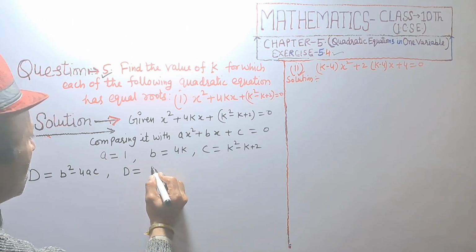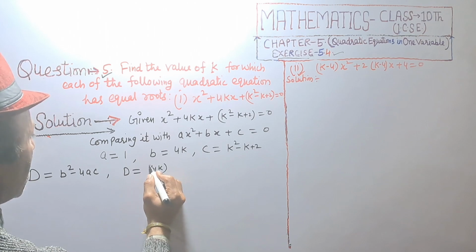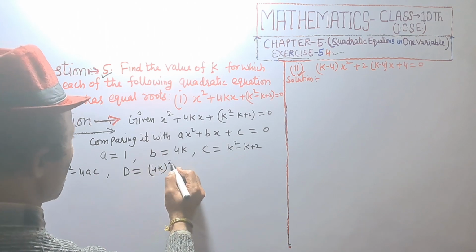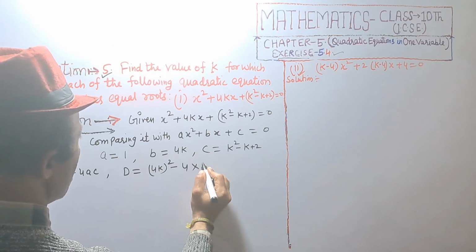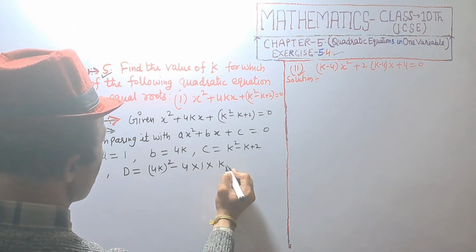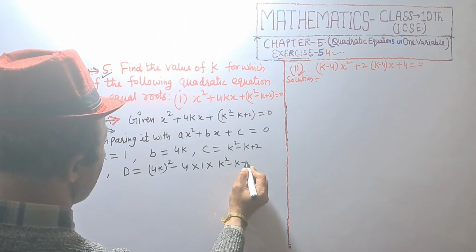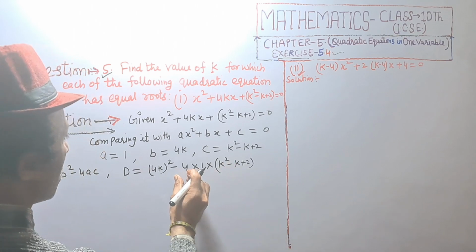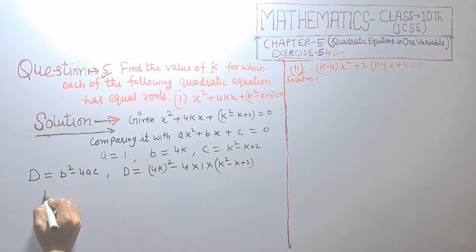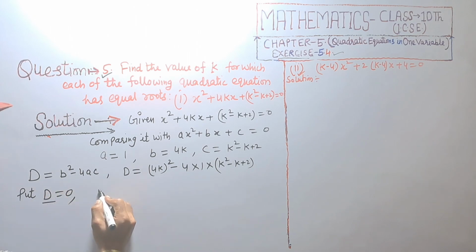D is equal to b, which is 4k raised to power 2, minus 4 into 1 into k square minus k plus 2, that is 4ac. So discriminant is equal to 0. Put discriminant D equal to 0.